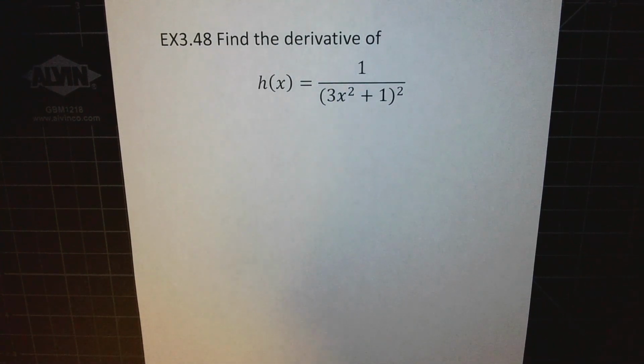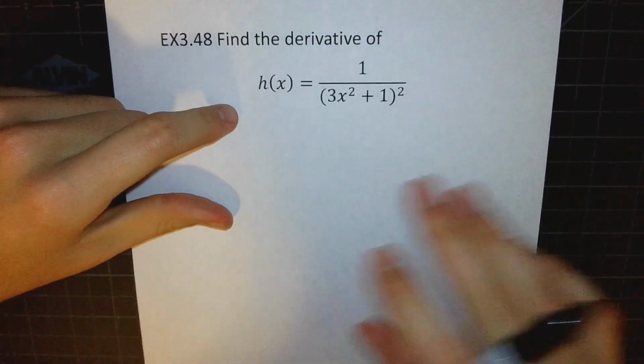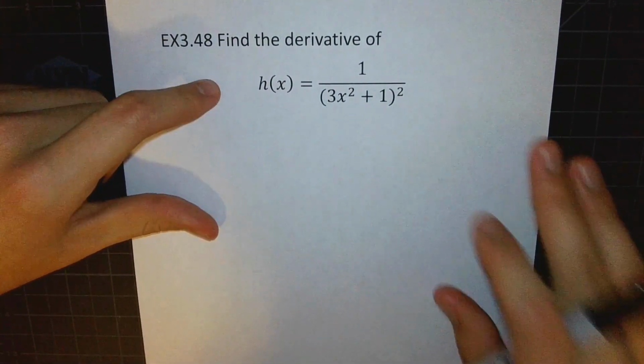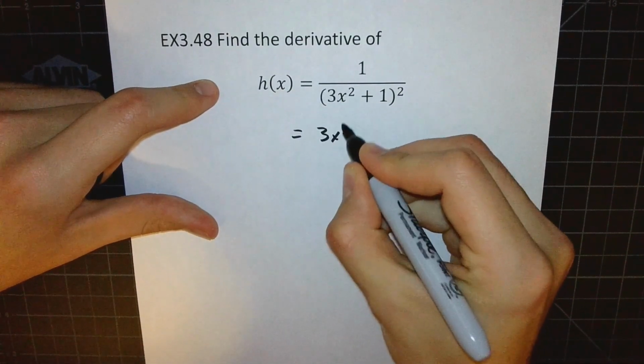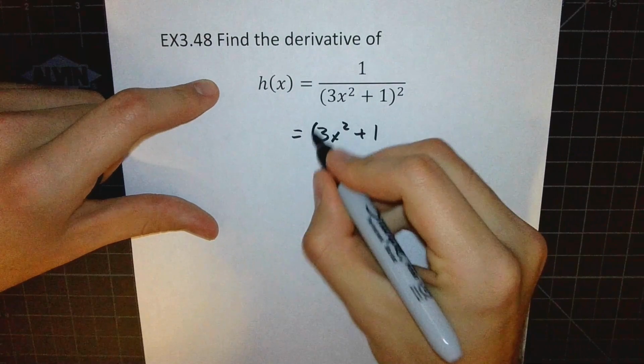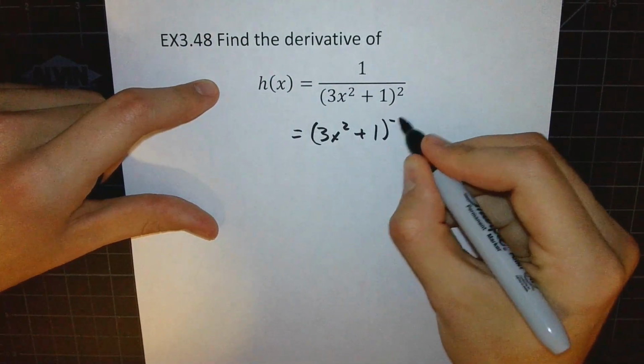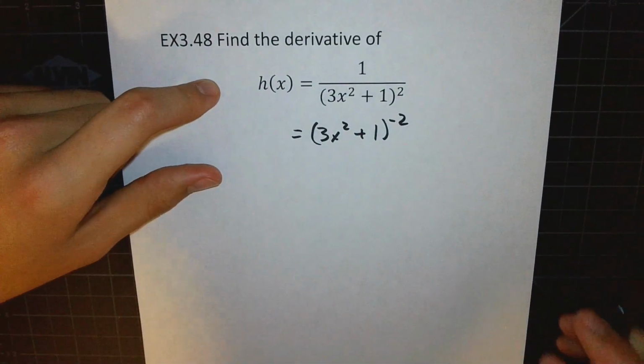All right, this is our first chain rule problem. So what we'll have to do is identify f of x and g of x. But before we do that, I don't want to do any quotient rule shenanigans. So I'm going to rewrite this as 3x squared plus 1, the quantity to the negative 2. And that'll make this a little easier.